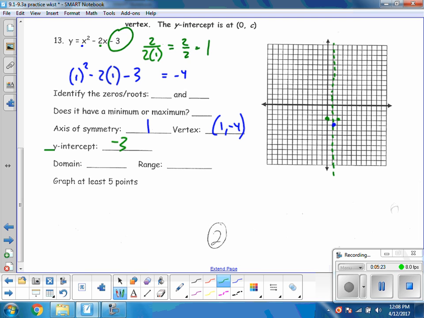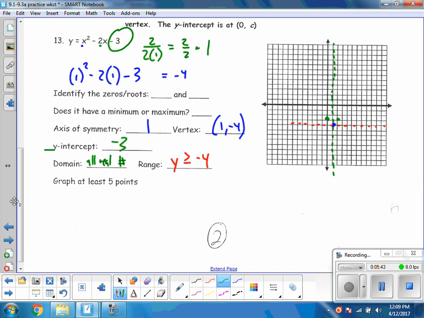My domain is all real numbers. And my range, I can actually already see it. It's right here. And it's actually showing up in my vertex. So my range is where y is greater than or equal to -4.